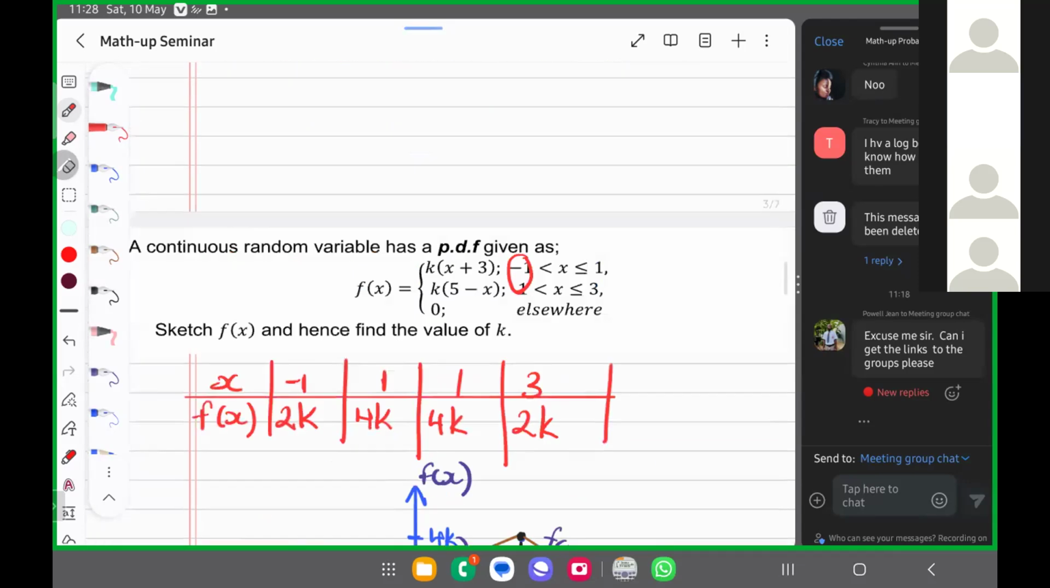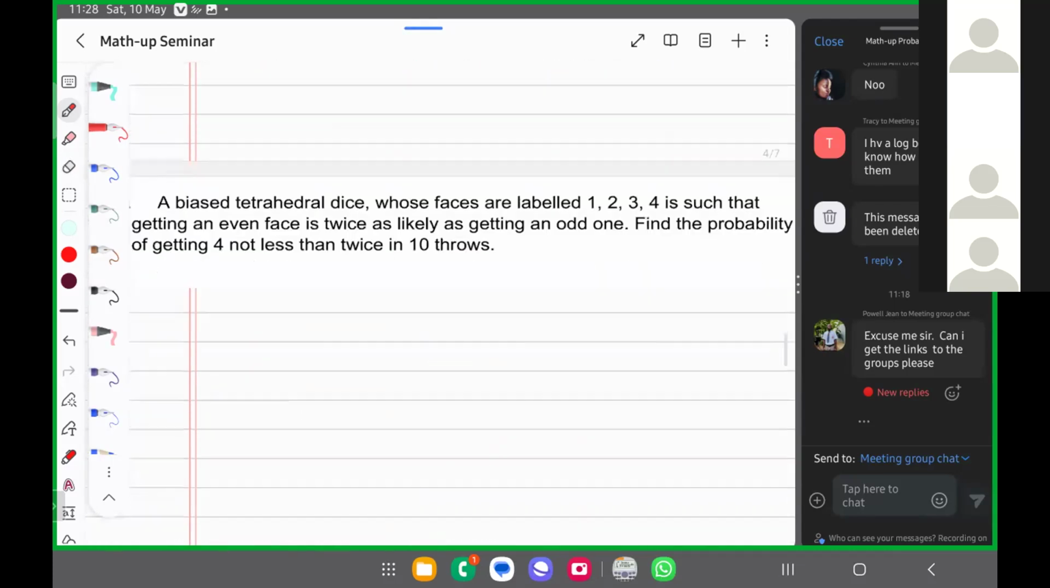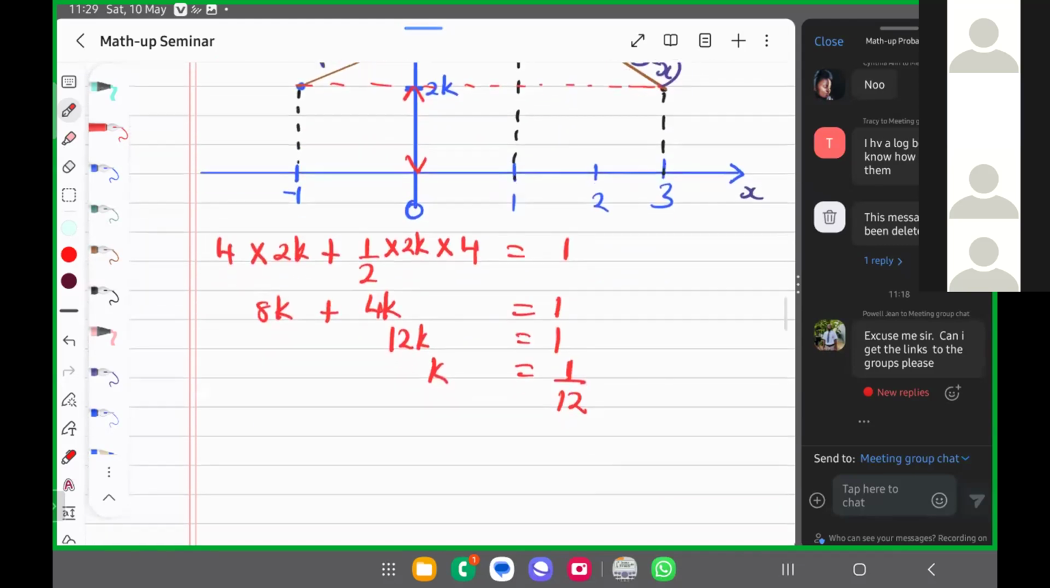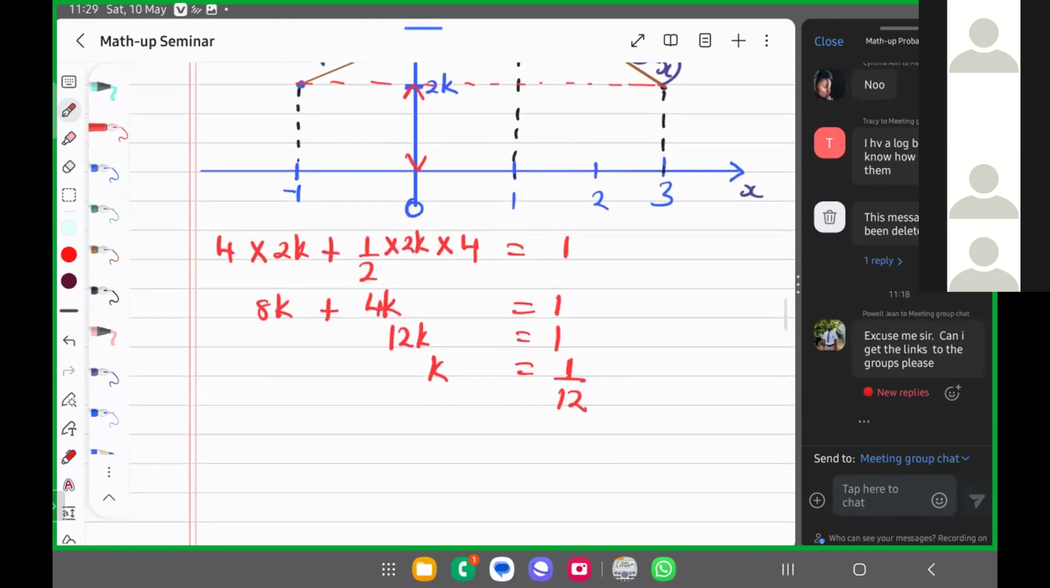Yeah, that was the question. Does anyone have a question regarding that? So in this case, if you found the value of k by integrating, you wouldn't get the marks because they told you to first sketch and use your sketch to get the value of k. So you are restricted to only that method.